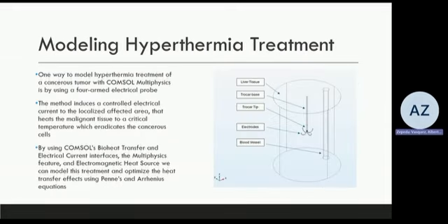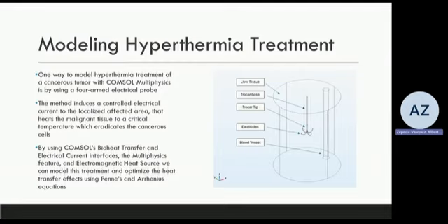Now, for modeling hyperthermia treatment. One way to model hyperthermia treatment in cancerous tumors is by using a four-arm electrical probe as shown in the image to the right, where the outer cylinder is assumed to represent the human liver. The thin cylinder in the middle is the representation of the trocar that contains the trocar tip and electrodes. And lastly, the cylinder to the right represents an artery in close proximity to the trocar. The purpose of this artery is to scrutinize the effects of heat convection as it pertains to the trocar/tissue damage.